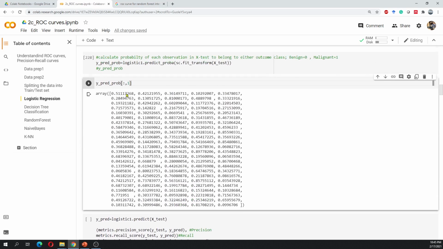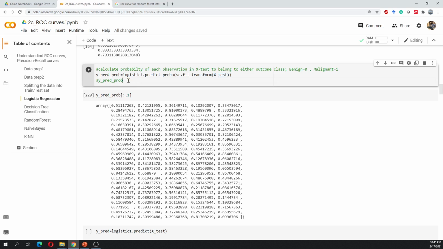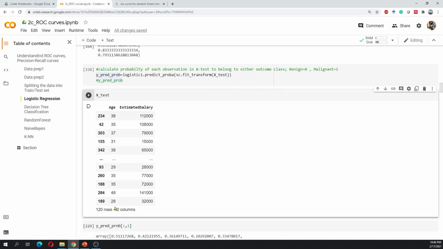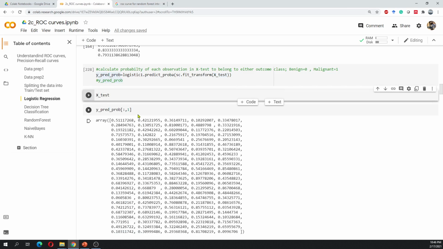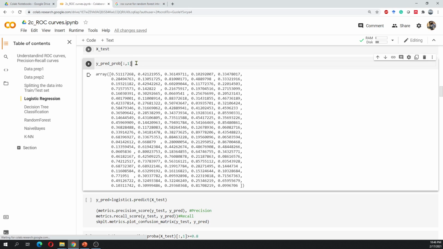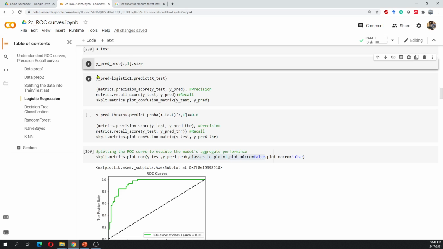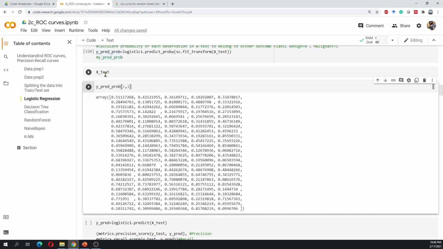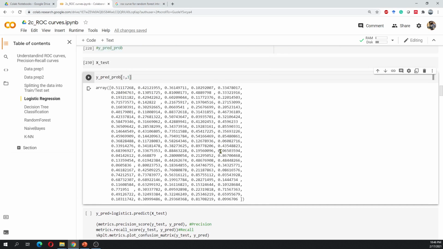Okay, so this is, say, for X test. Let me show you quickly. These are all the values that we have, about 120 of them. So these are 120 probability predictions. It's basically predicting the probability of the first observation belonging to class 1, then the second, and so on till the last one.